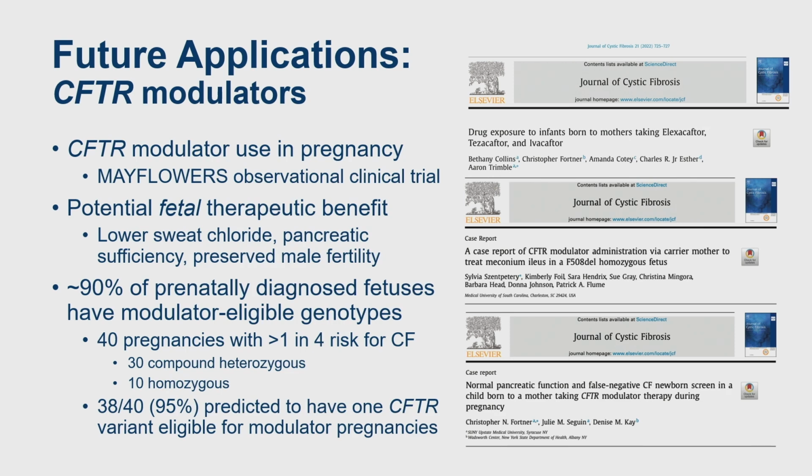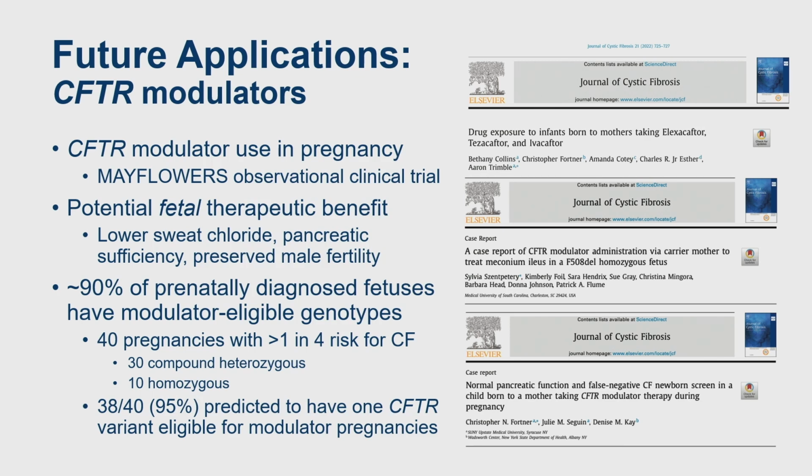Okay. So when we think about modulator eligible genotypes, about 90% of prenatally diagnosed babies with CF are modulator genotype eligible. And when we took a look at all of our high-risk CF test results, we found 40 pregnancies that had a high risk greater than 1 in 4, so greater than 25%, and 38 out of those 40 that we identified with our assay were predicted to have at least one CFTR variant that's eligible for modulator therapy. And so really, again, it's the benefit of time. And I feel like that's one thing we could all use more of.